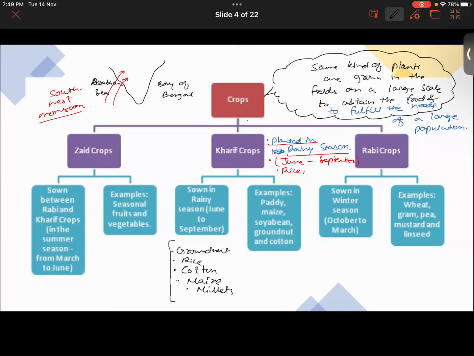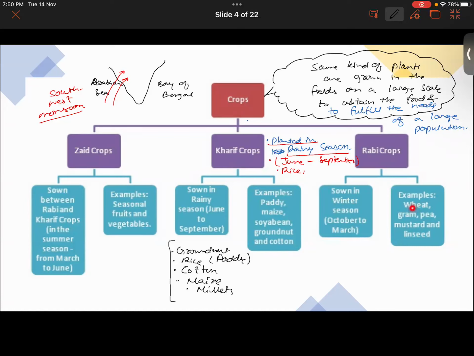Now, especially if I talk about the paddy crop, rice is also called paddy. I can't grow the paddy crop in the winter season, because water available in winter is much less. On the other hand, if I talk about wheat, okay, so wheat is sown in the kharif season.